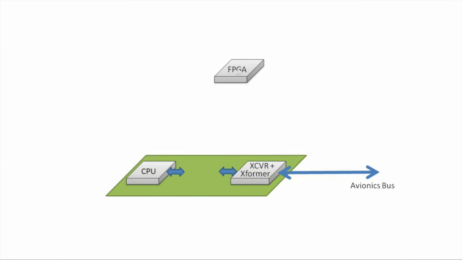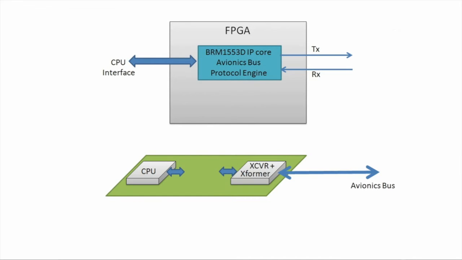When zooming inside the FPGA, we will find the implementation of the avionics bus protocol engine using CTAL BRM1553D IP core. This simplified BC implementation of a transformer and transceiver level with an FPGA for the protocol engine IP and a processor level is very common and used by many bus controllers and remote terminal units.